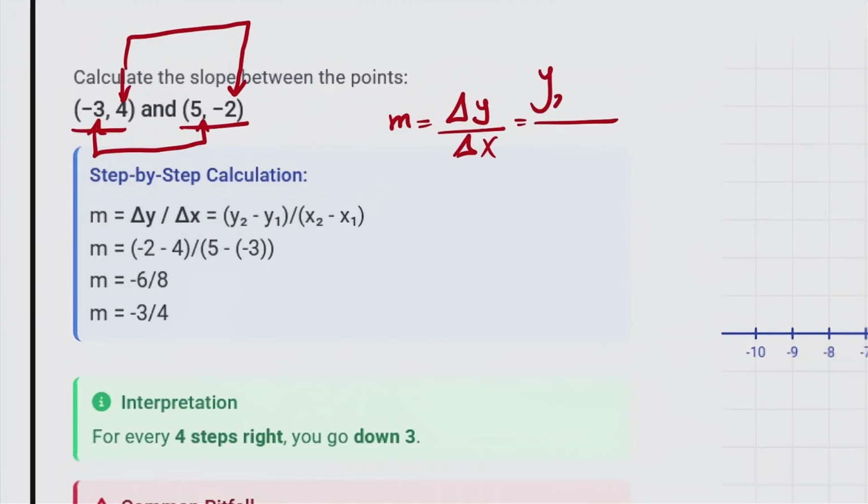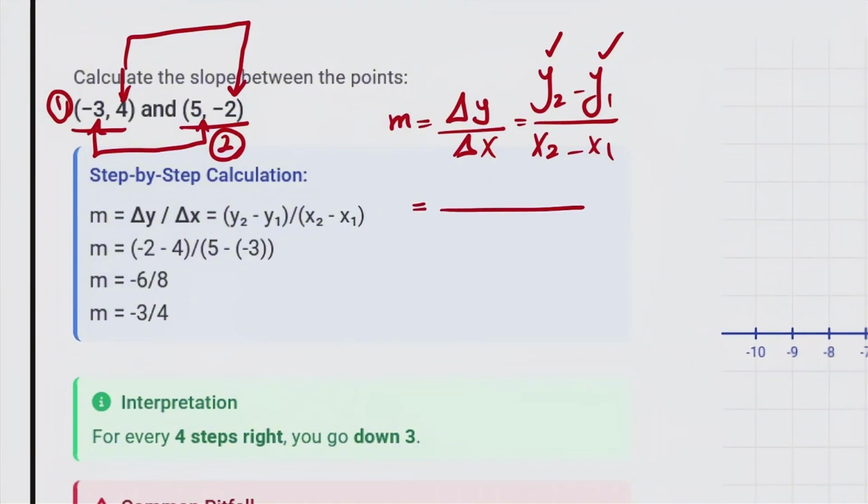y2 subtracted by y1. What does that mean? y2 is the y-coordinate of my second point, if we consider this one as my second point and this one as my first point. And y1 is the y-coordinate of the first point. Then x2 subtracted by x1, the same scenario but with the x-coordinate. At this point, the only thing I have to do is put in some numbers.